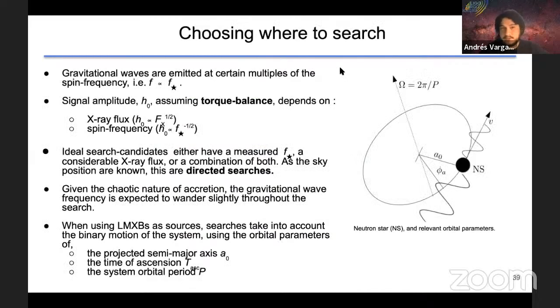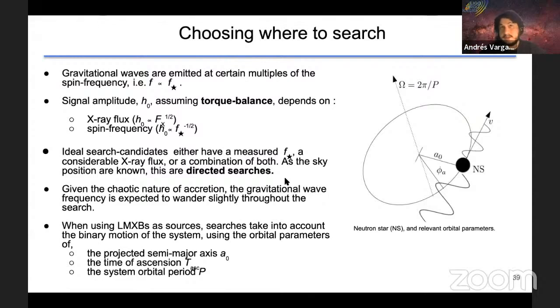Now that we know the source that we want to search, the idea is to find where in parameter space to try and search for these waves. As we have mentioned previously, these gravitational waves are emitted at certain multiples of the spin frequency, and also the signal amplitude, h naught, assuming torque balance, depends on the X-ray flux of the source, that is the amount of X-rays, and also on the spin frequency. So an ideal candidate would be one where we have measured the spin frequency or has a considerable X-ray flux, or a combination of both of those.